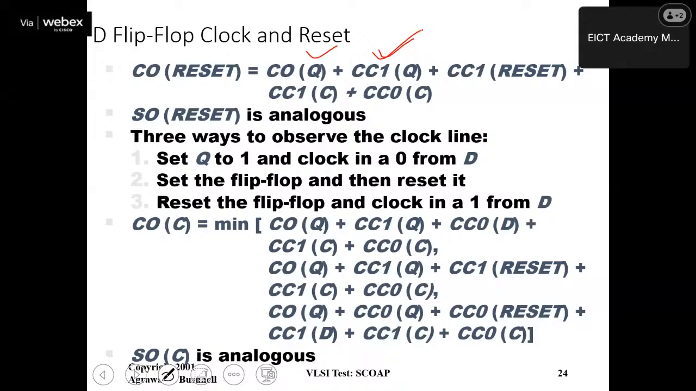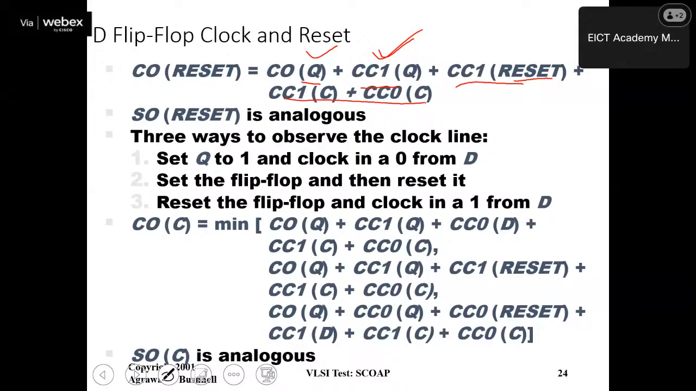So that's what CO of Q plus CC1 of Q, mandatory you have to add, plus CC1 of reset. Whenever you are making it CC1 of the reset, then only you can check it. And plus, because we have taken the reset in sync with the clock, this is for the active edge of the clock. Okay. Now, what about the clock? And the analogous formula we will be having for the sequential observability.